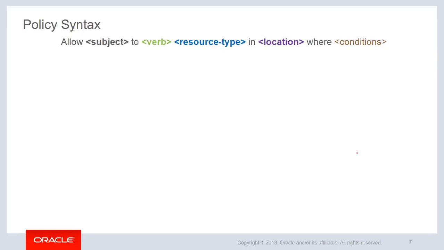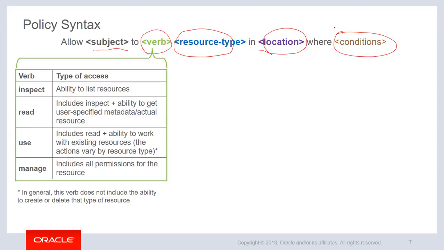So how do we really write a policy? We just saw that you write a policy in a human readable format. You say allow subject, this is a group or group name, to do something. There's a verb here on a particular kind of resources in a location. This location can be your entire account, your tenancy, or specific compartments. We'll look into what compartments are, and you can also specify some conditions here. So let's look into each of these.